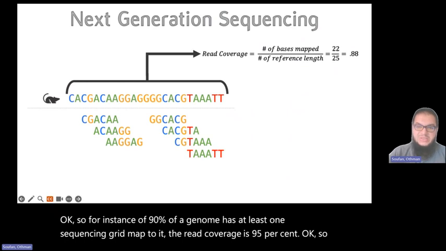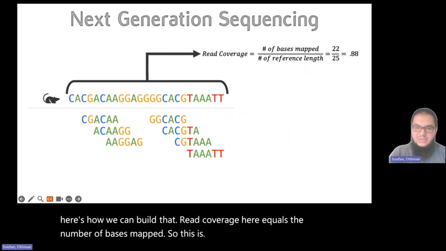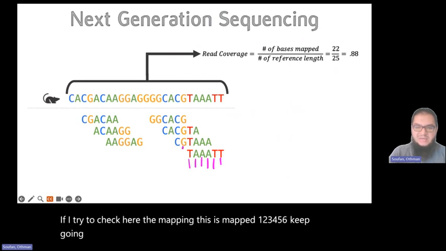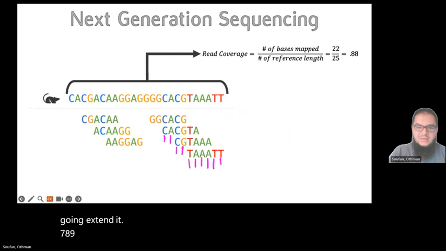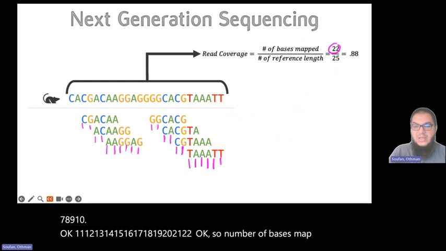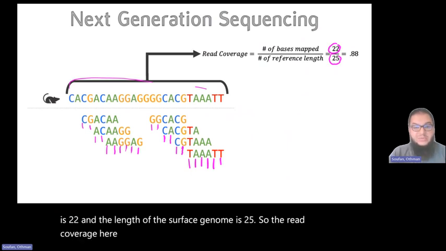So here's how we can build that. Read coverage here equals the number of bases mapped divided by the length of the reference genome. If I check the mapping here, this is mapped 1, 2, 3, 4, 5, 6, keep going, 7, 8, 9, 10, 11, 12, 13, 14, 15, 16, 17, 18, 19, 20, 21, 22. So the number of bases mapped is 22, and the length of this reference genome is 25. So the read coverage here is 88%.